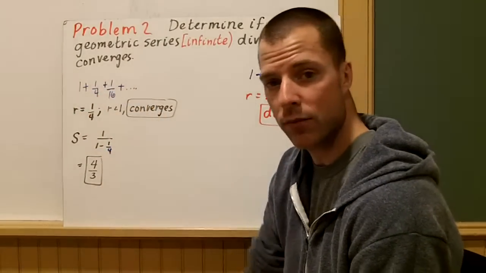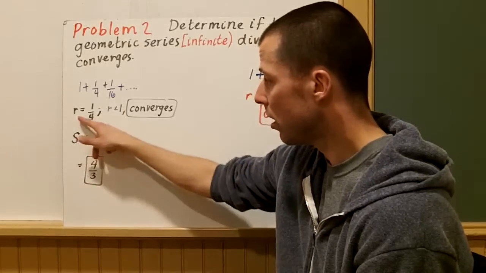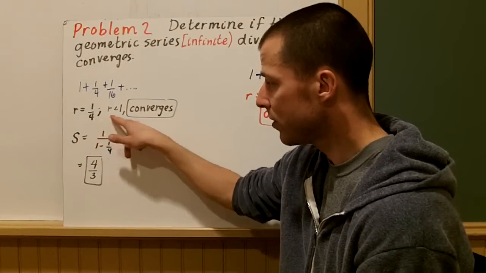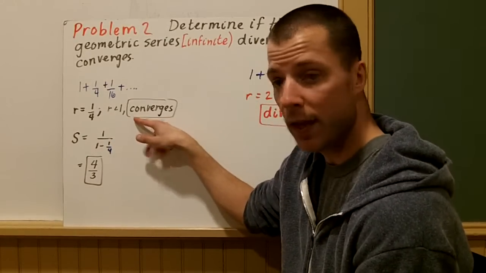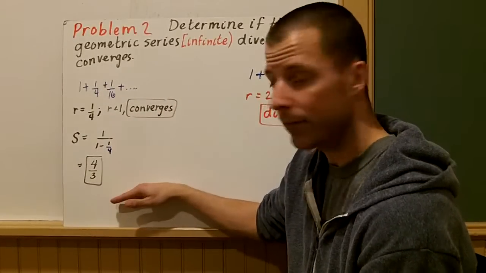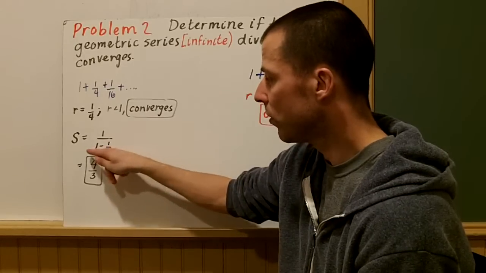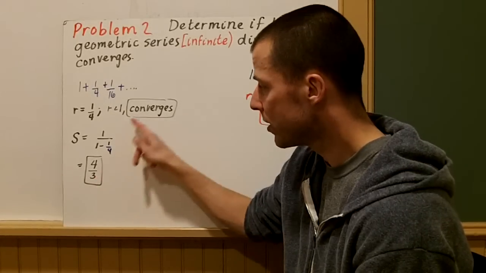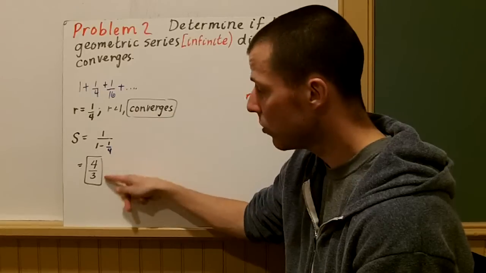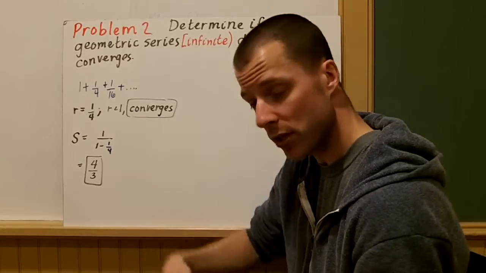You're multiplying each term by a fourth. Your R is equal to 1/4. The absolute value of that is less than 1, so this series converges. It didn't ask you, but if you wanted the sum, it would be 1 over 1 minus 1/4, and so you get 4/3. This converges to a number, so you would get an output here. Converges to a specific sum.